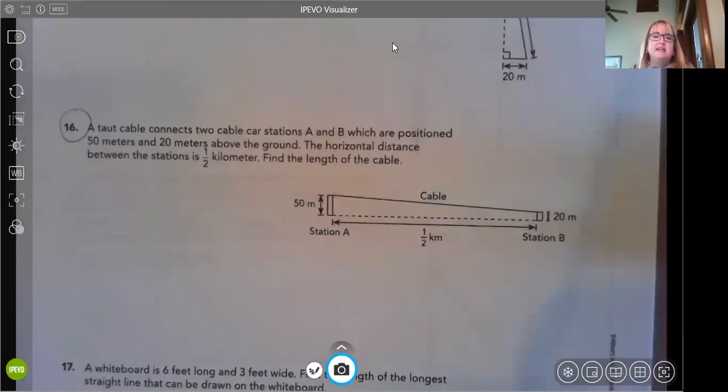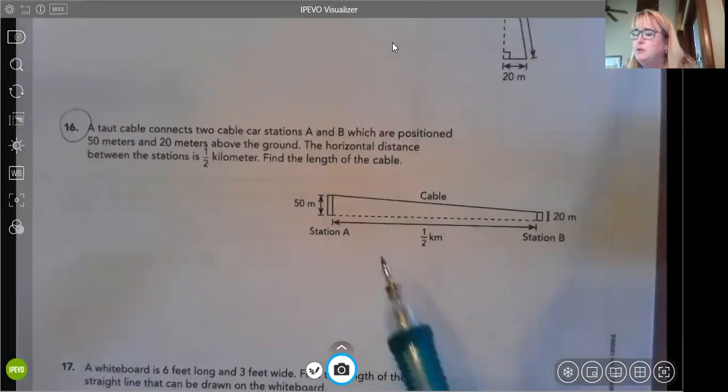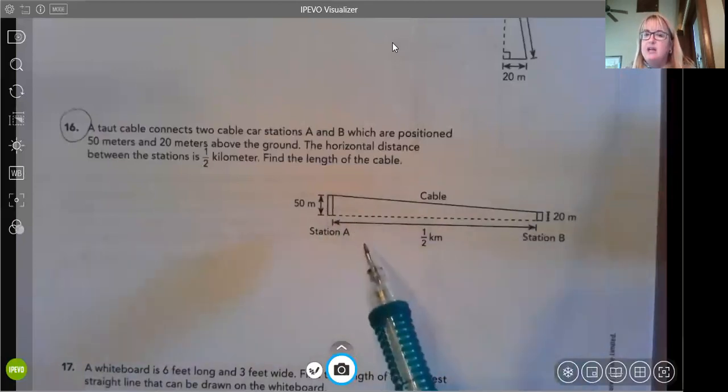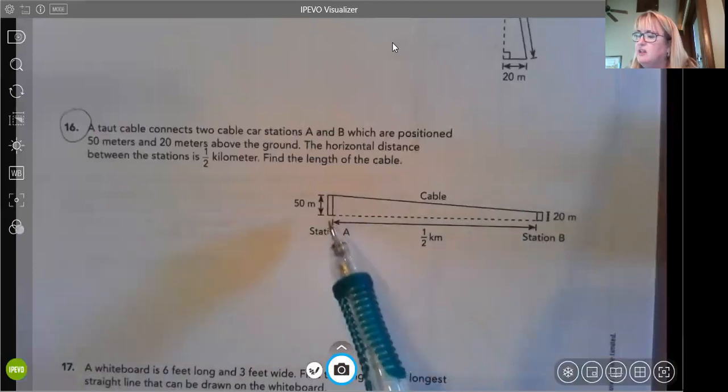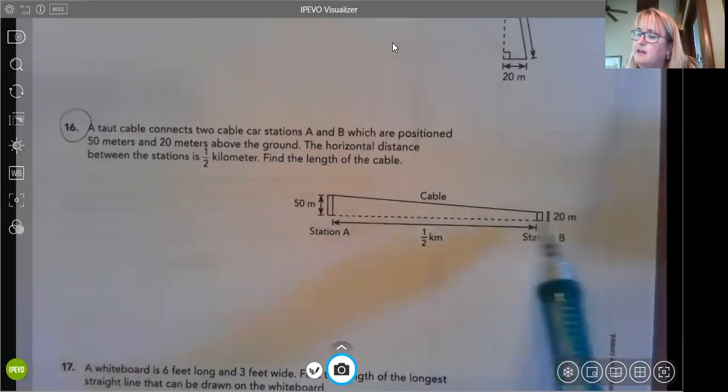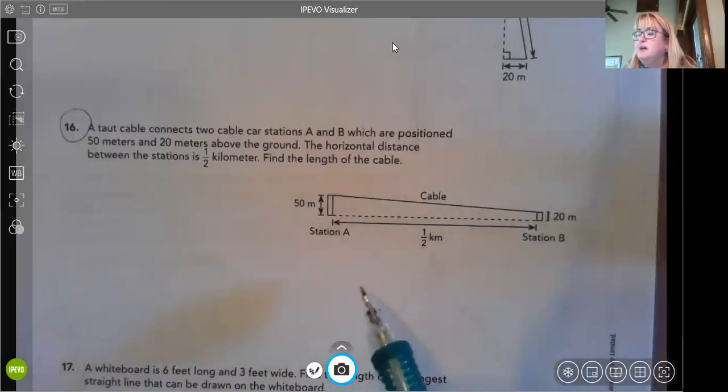It says a taut cable connects 2 cable car stations A and B, which are positioned 50 meters and 20 meters above the ground. The horizontal distance between the stations is 1/2 kilometer. Find the length of the cable. This one is pretty tricky because if you look at this drawing, this is not a right triangle. It looks to me to be a trapezoid. But we have enough to be able to use the Pythagorean theorem to figure this out.